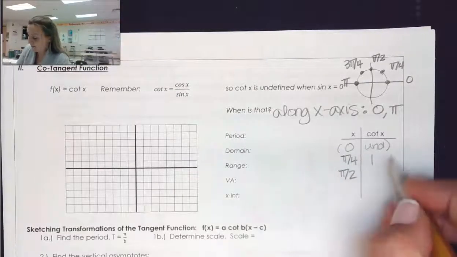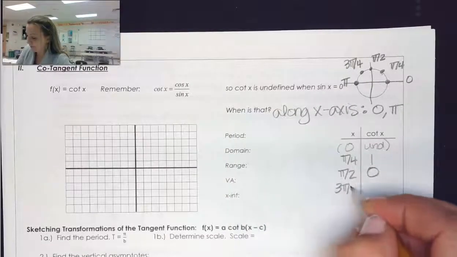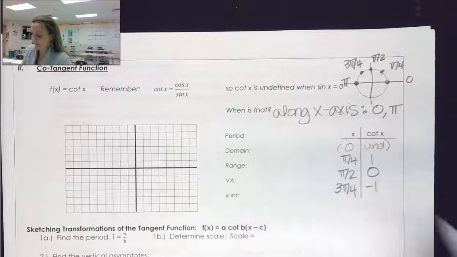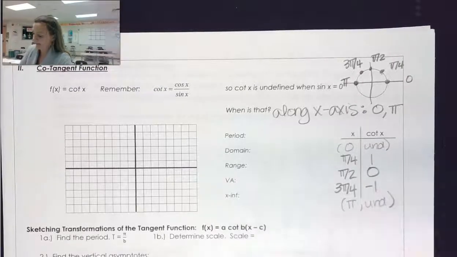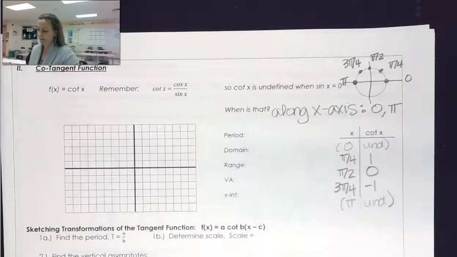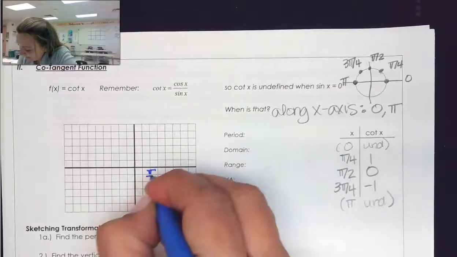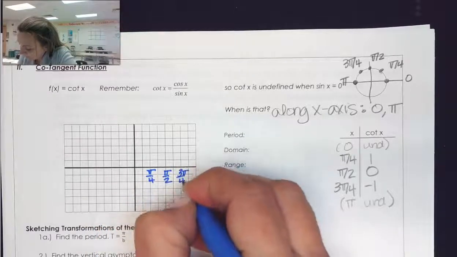At pi halves, the cotangent is 0. At 3 pi fourths, it's negative 1. And then at pi, it would be undefined as well. So once again, along the axis, I'm going to make my scale by pi fourths.